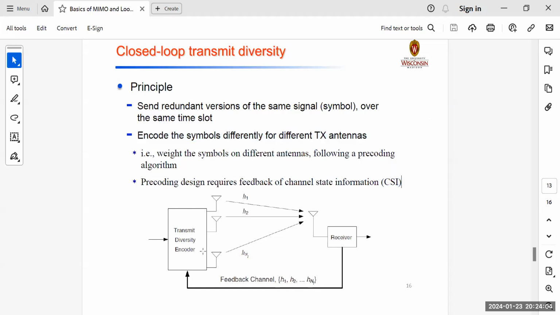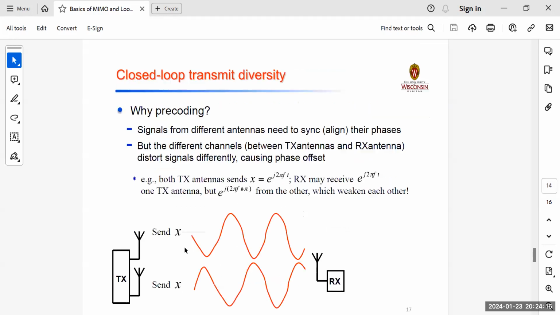You can see that we have a transmit diversity encoder. We have multiple antennas, and a single receiver over here. The receiver is also feeding back its information, or a feedback channel is there, and it is coming back to the transmit diversity encoder. So why is that? Why is there a need for pre-coding? Since the signals from different antennas need to align their phases, but the different channels between the transmit antennas and the receiver antenna distort signals differently, causing phase offset.